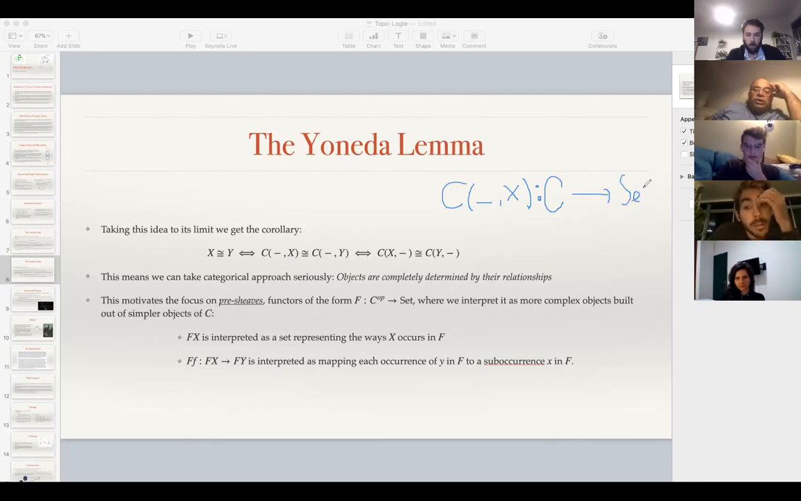Oh, I see. In this sense, it's a functor. Yes, where each object Y is sent to C, Y. Oh, it's very difficult to write with this thing.